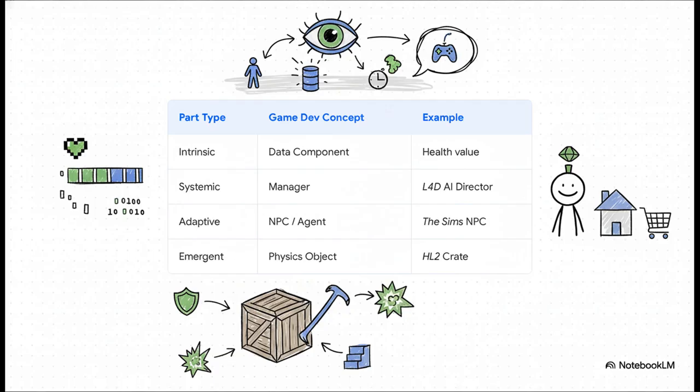Climbing higher, now we get to break the game down into its individual parts. And these are more than just characters and items. They can be something as simple as an intrinsic data component, like your health value. Or they can be a complex systemic manager, like the genius AI director in Left 4 Dead, that's constantly tweaking the game's pacing. You've got adaptive agents, like a sim reacting to being hungry, or even emergent physics objects, like a simple wooden crate in Half-Life 2 that can be your cover, a weapon, or a step stool.